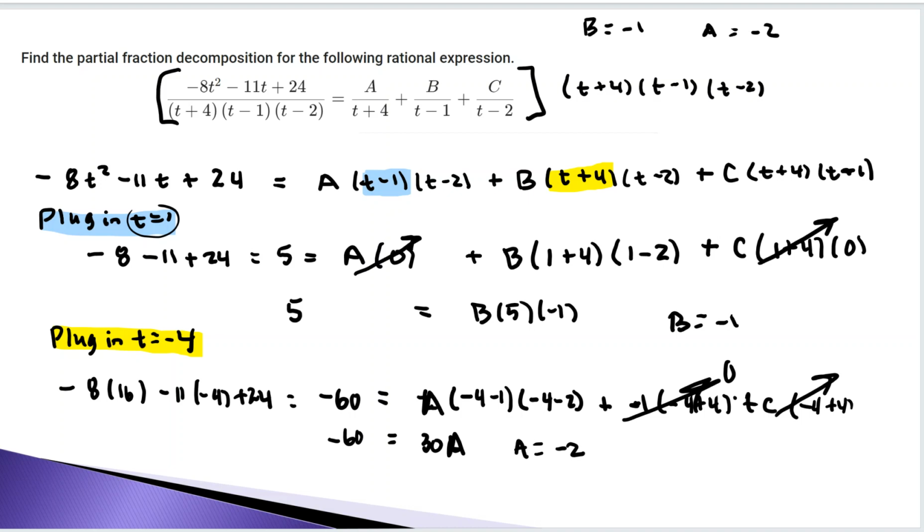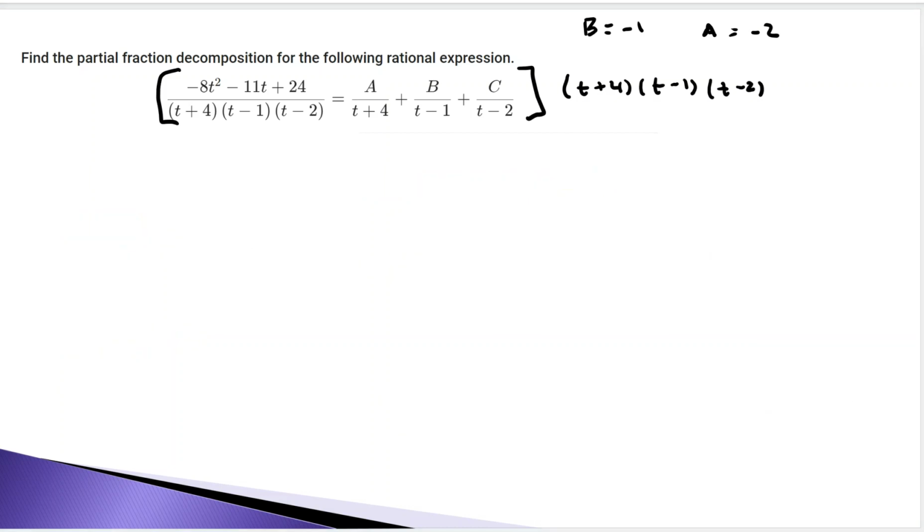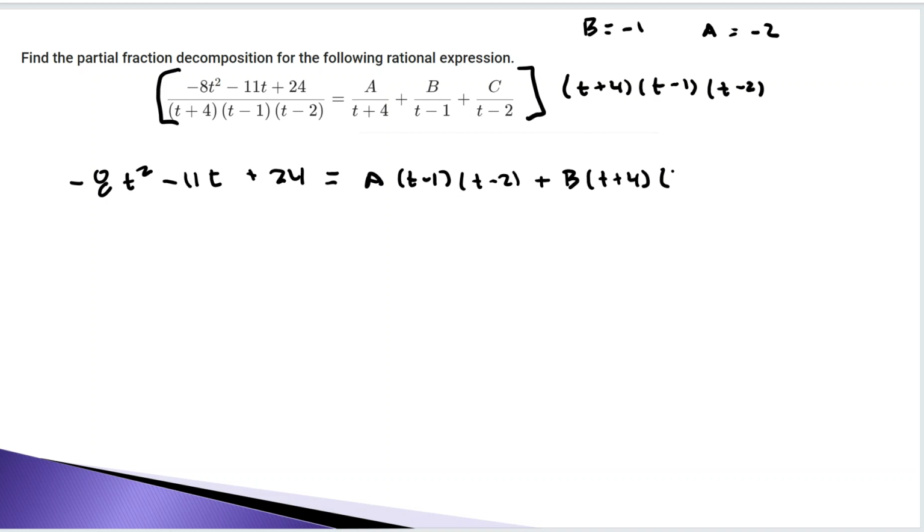Okay, I'm going to erase the board. Now let's look at our third term. Whoop, I erased it too much. Let's write this again. Negative 8t squared minus 11t plus 24 equals a times t minus 1 times t minus 2 plus b times t plus 4 times t minus 2 plus c times t plus 4 times t minus 1. And we already know that b equals negative 1, so I'm just going to put a negative 1 there, if I can get this erased.